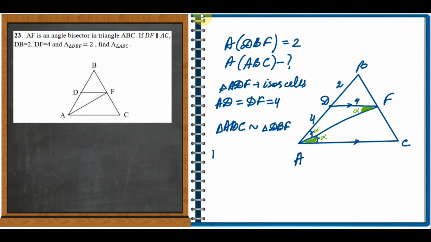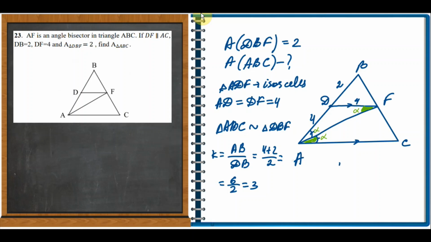Alright, if we try to find the scale factor, it's equal to AB over DB. So what is AB? That's 4 plus 2. DB is just 2. So 4 plus 2 is 6, over 2 is 3. Our scale factor is 3.